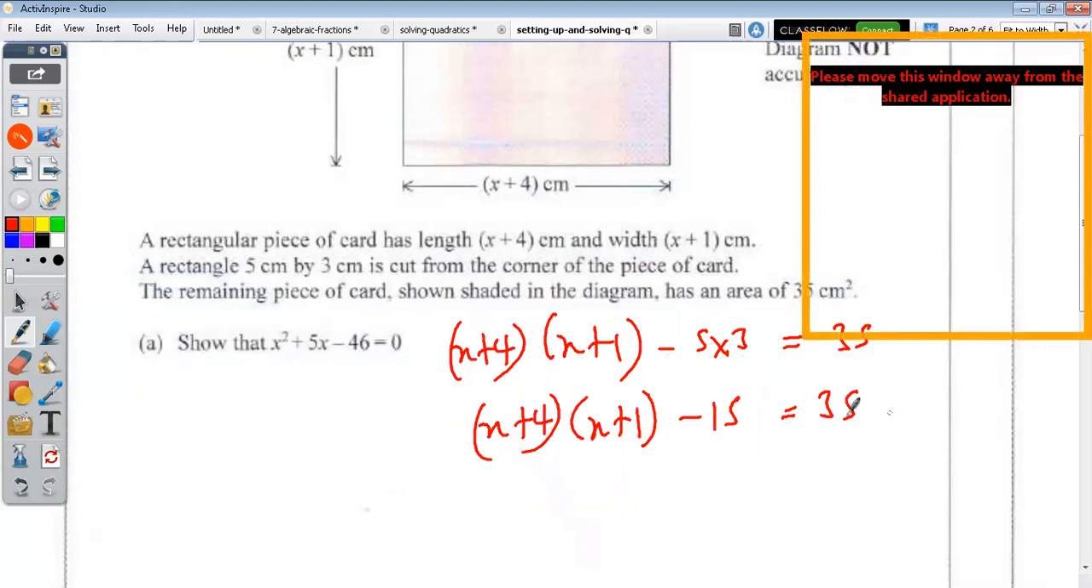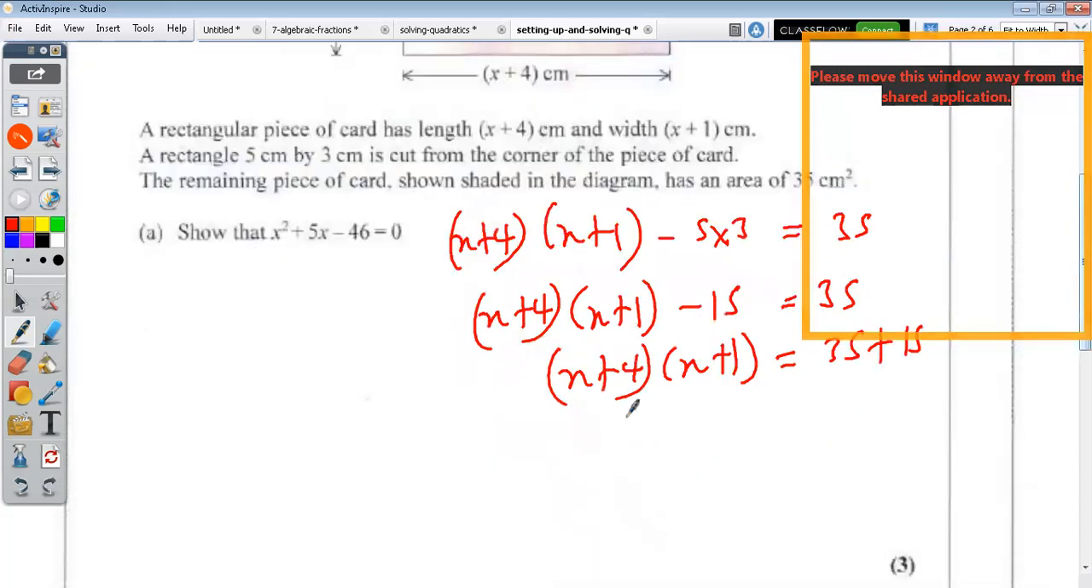Move the negative 15 to the other side. So x plus 4 brackets x plus 1 is equal to 35 plus 15. Do we agree? What is 35 plus 15? Is that 50?